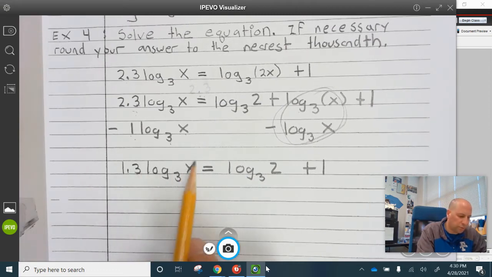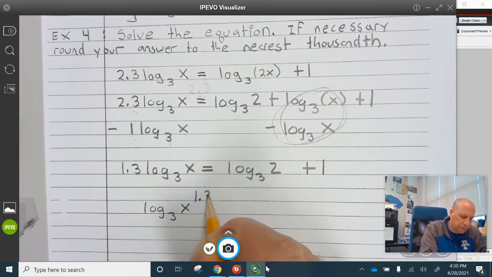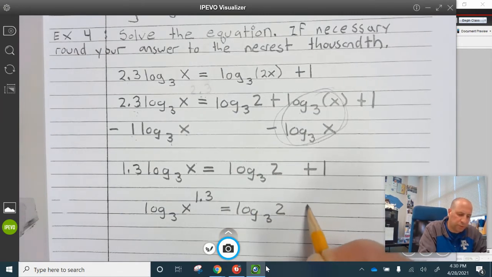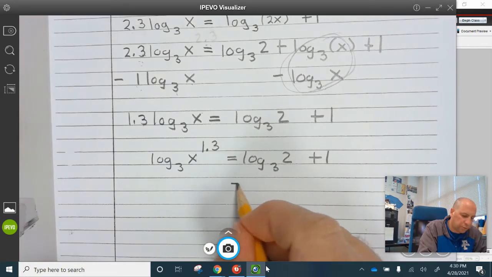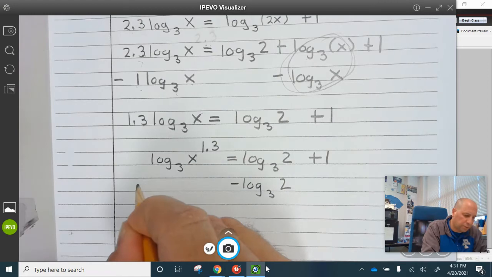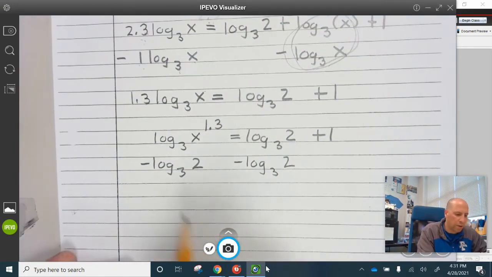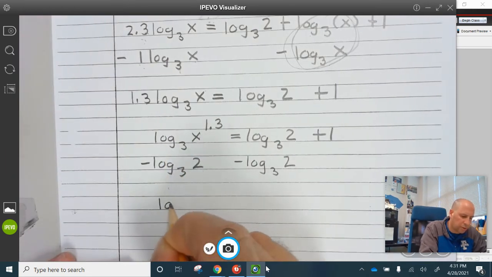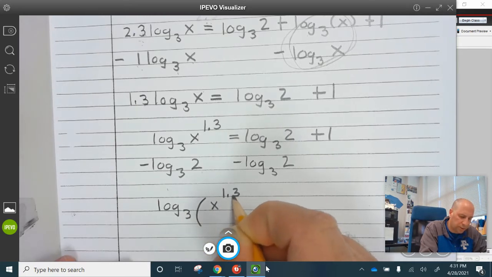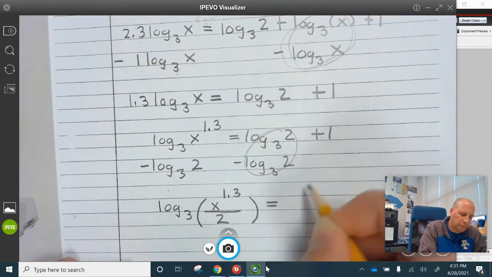Now we can move the 1.3 up. So that's log base 3 of x to the 1.3 equals log base 3 of 2 plus 1. We're going to now subtract log base 3 of 2 from both sides. Okay, now when you subtract, you divide. So this becomes log base 3 of x to the 1.3 divided by 2 equals, that becomes 0, equals 1.